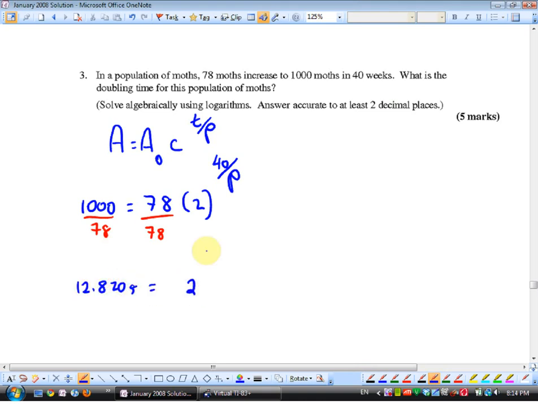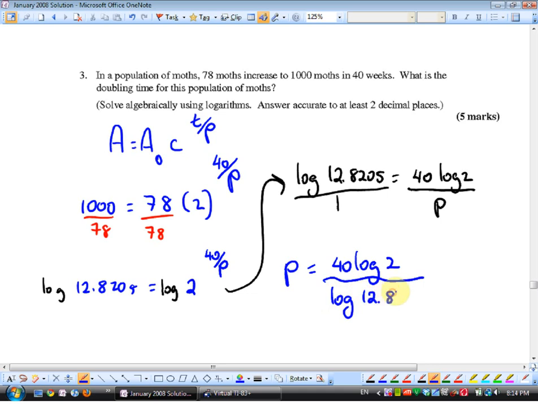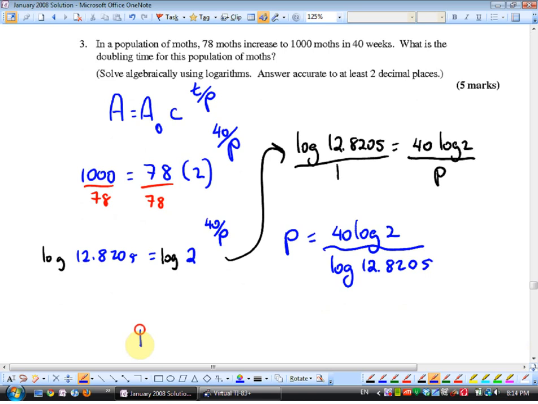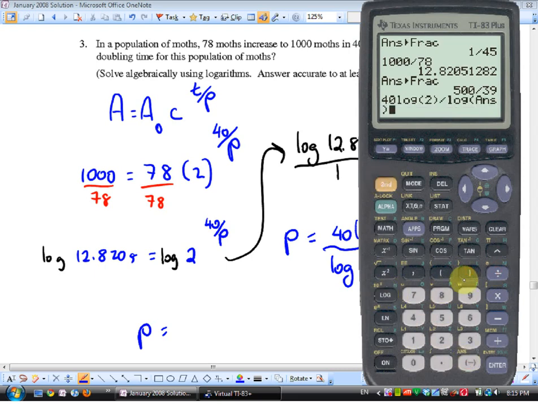12.8205 equals 2 to the 40 over P. Take the log of both sides. When you do that, you're going to get the log of 12.8205 equals 40 log 2 divided by P. Hopefully by now you recognize that you can just cross multiply. P ends up being 40 log 2 divided by the log of 12.8205. Since I have that previous answer stored in my calculator, I'll use it.